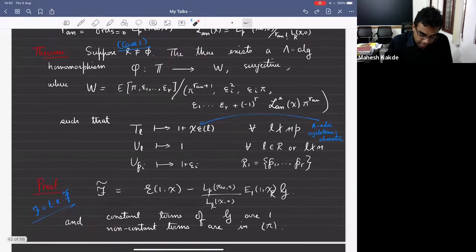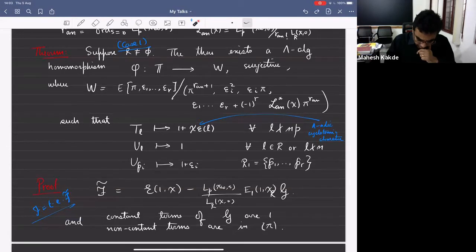Okay, and we know how this map behaves on the explicit Hecke operators that we have, T_L and so on. It sends T_L to 1 plus chi times epsilon L. So this epsilon is the lambda-adic cyclotomic character. It sends these operators U_L to 1 for all n which are not above these primes in R, which are not the primes in R1. And it does something interesting at primes in R1. So it sends this U_P operator to 1 plus epsilon R.